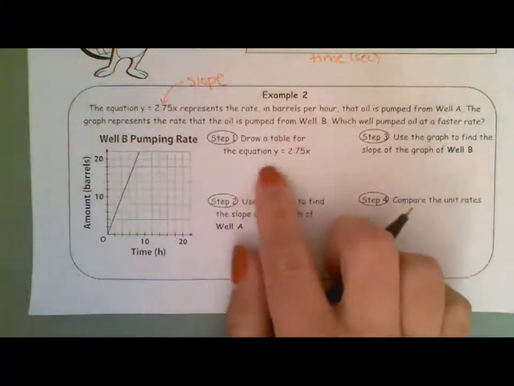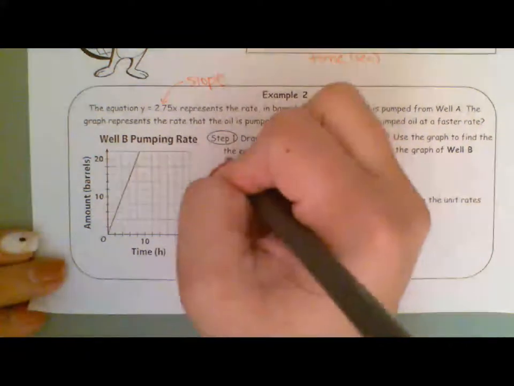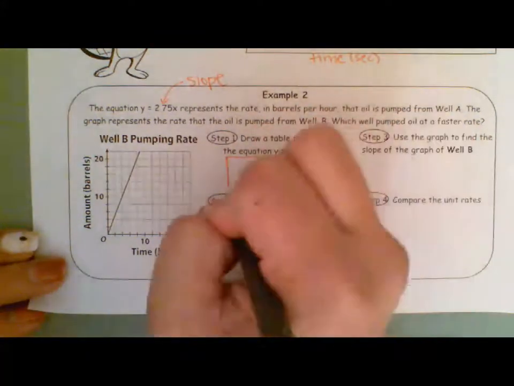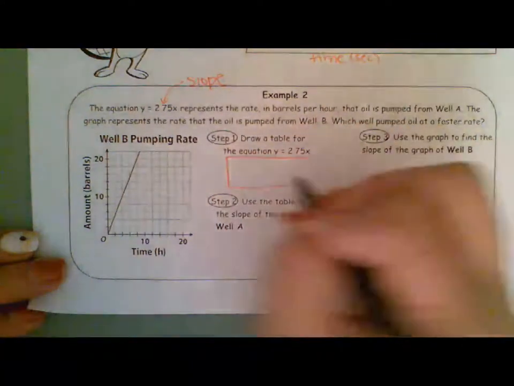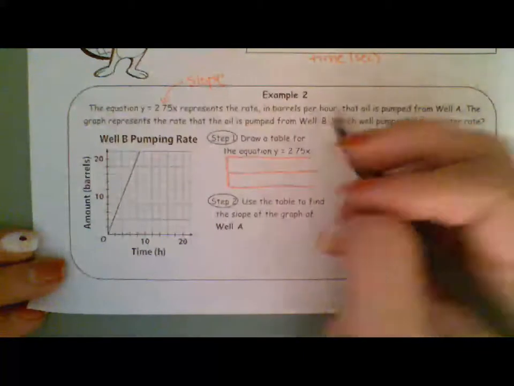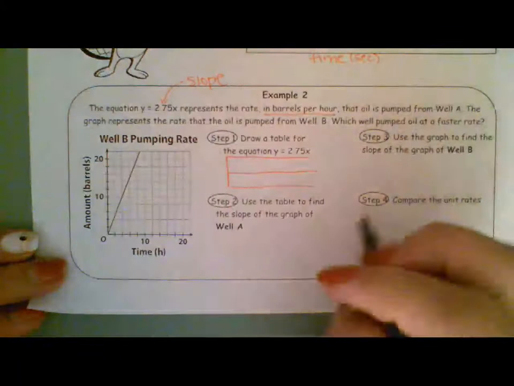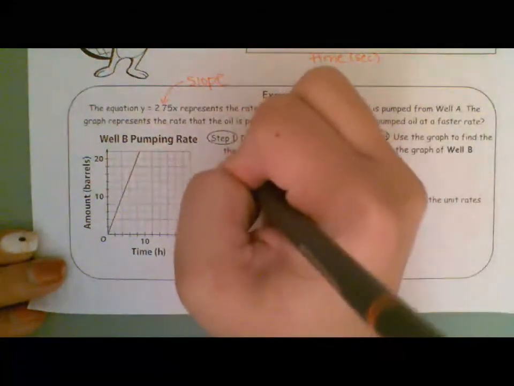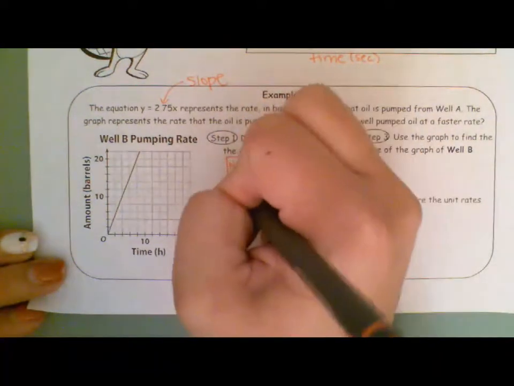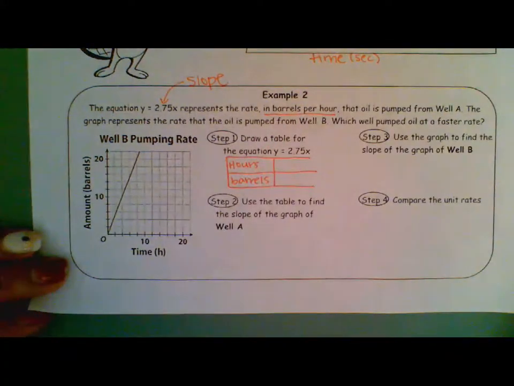So we're going to draw a table for 2.75 first. I'm going to make a table. It's barrels per hour right here, so hours is going to go on top, and barrels is going to go on the bottom of our table.